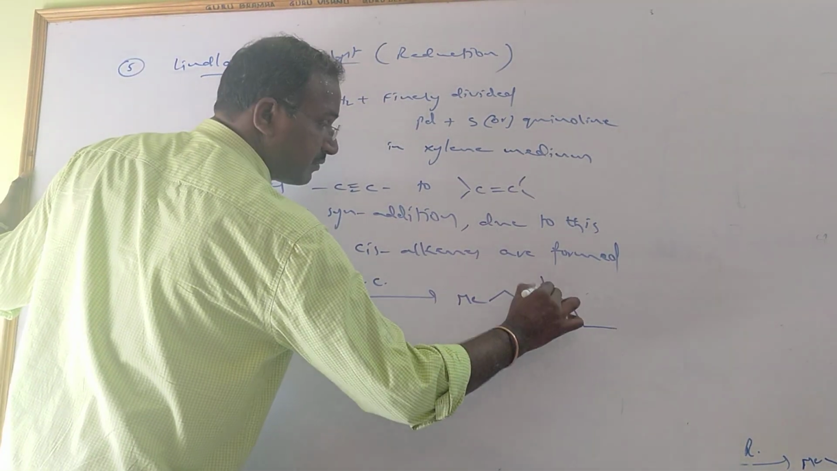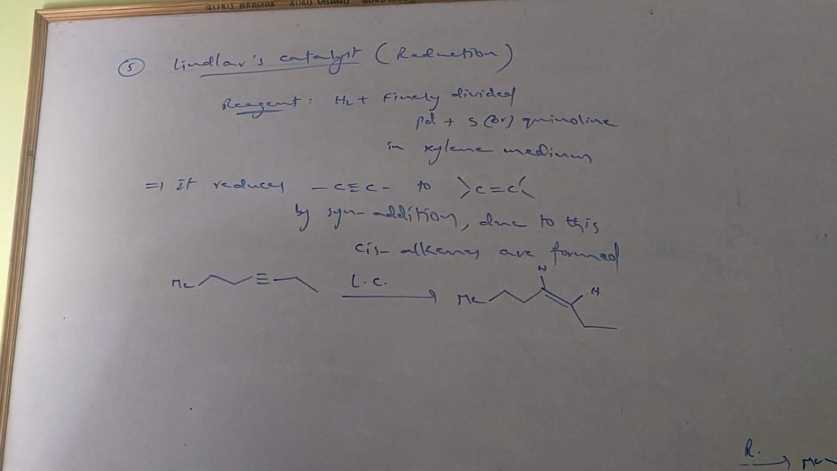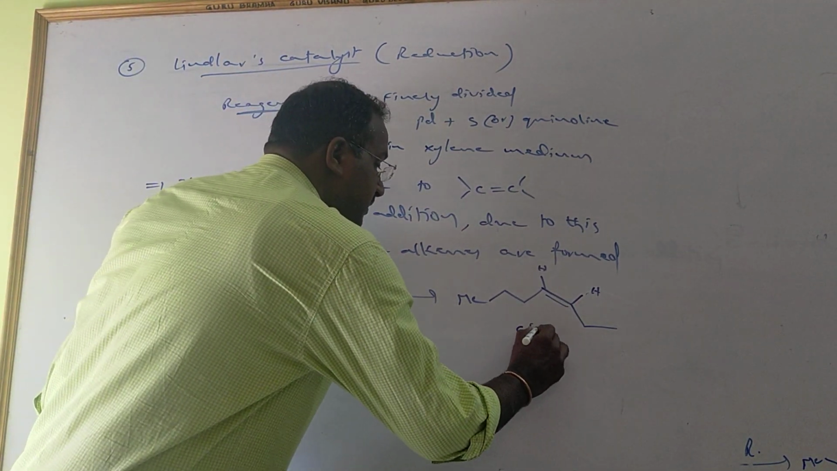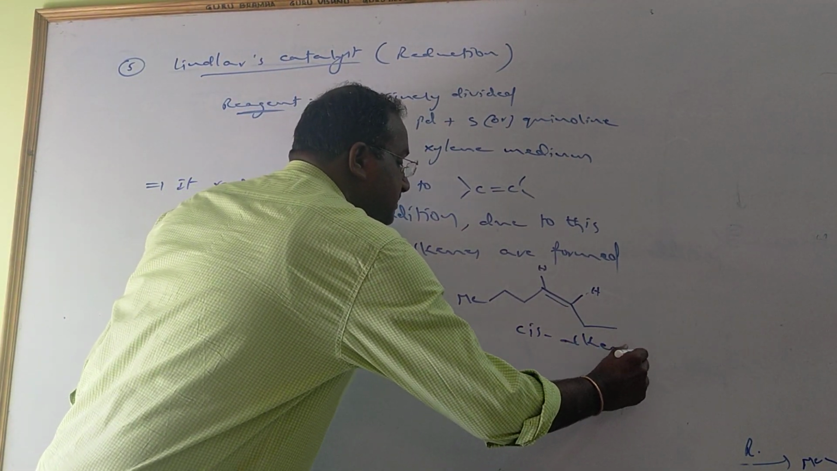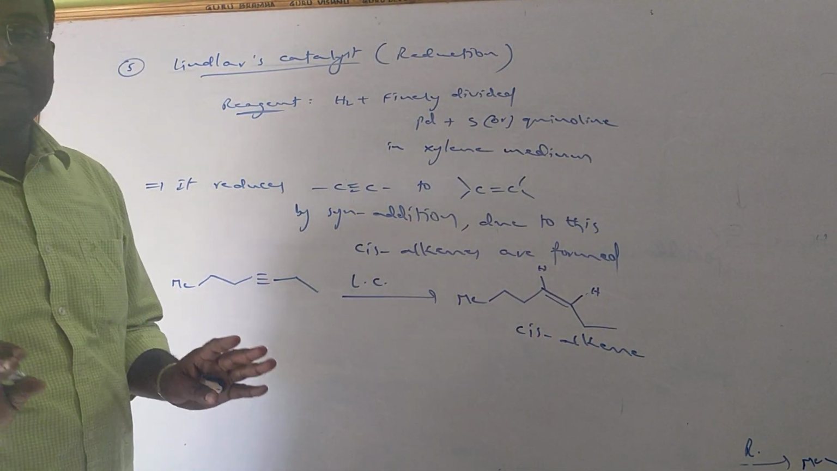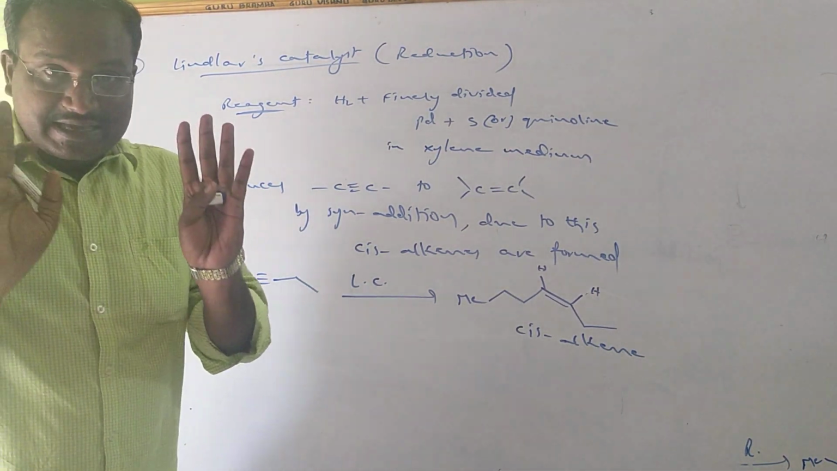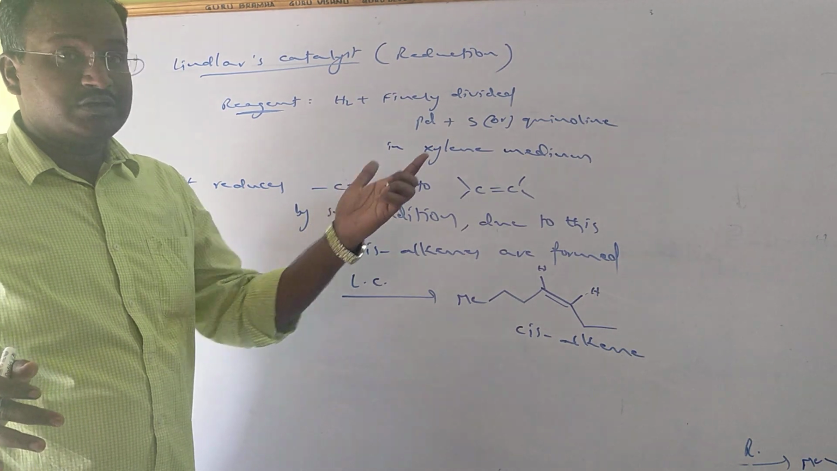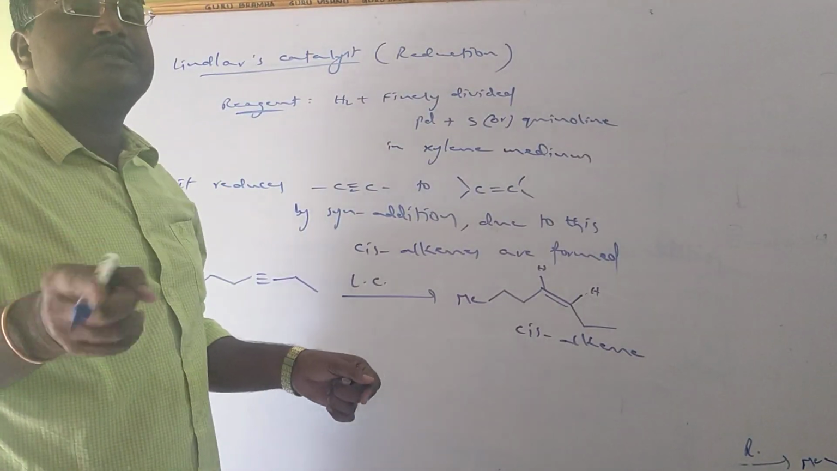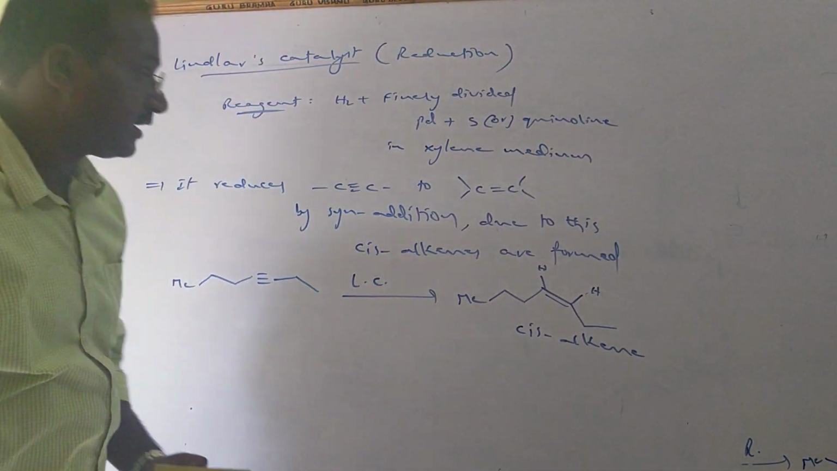Cis product, because hydrogen will be added here and here. This is the product we get: the cis alkene, because syn addition takes place. Syn addition means two hydrogens are added to the triple bond from the same side. In anti-addition, one hydrogen is added from one side and the other hydrogen from the opposite side of the triple bond. That's why it is anti-addition, but here syn addition takes place.